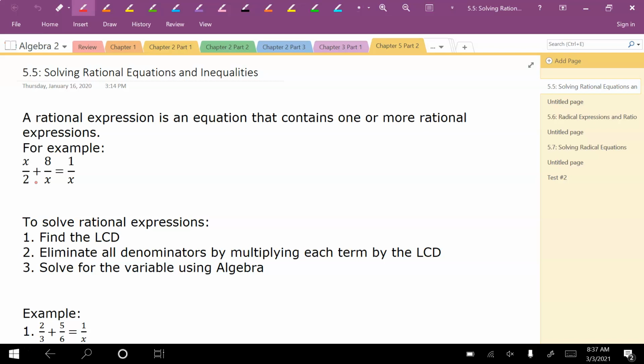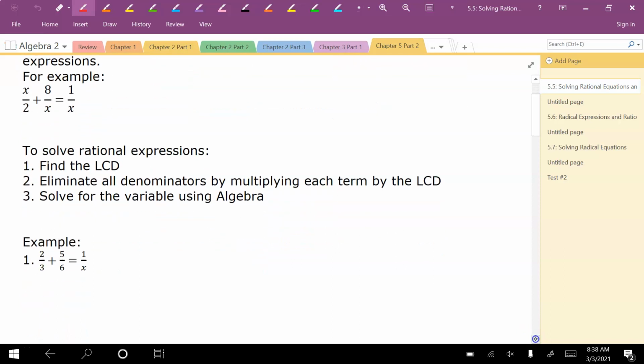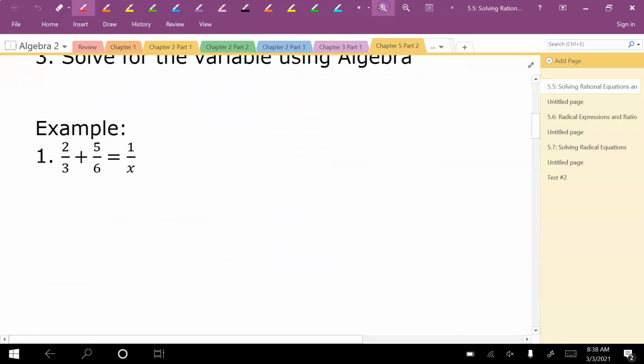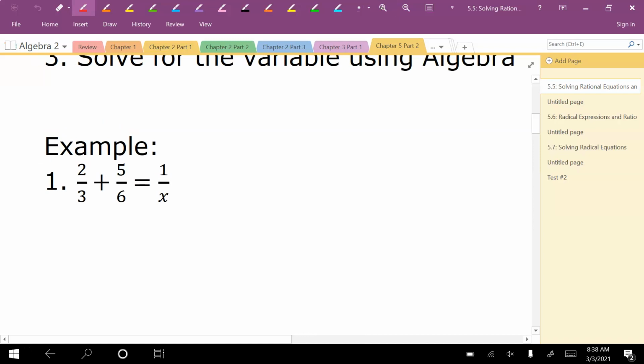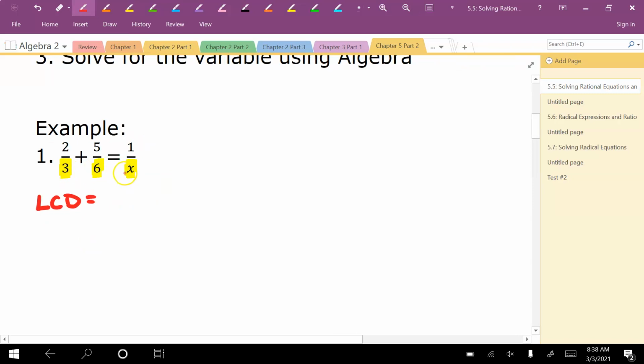So let me show you an example here. We're going to start with a really basic one. So I have 2/3 plus 5 over 6 equals 1 over x. So I want you to look at your denominator pieces, 3, 6, and x. And I want us to first just state what the least common denominator would be. Good, 6x. So the smallest number that they can all go into is a 6. So I want all of them to have a 6. And then I also need that x that's on the end there. So my LCD is going to be 6x.